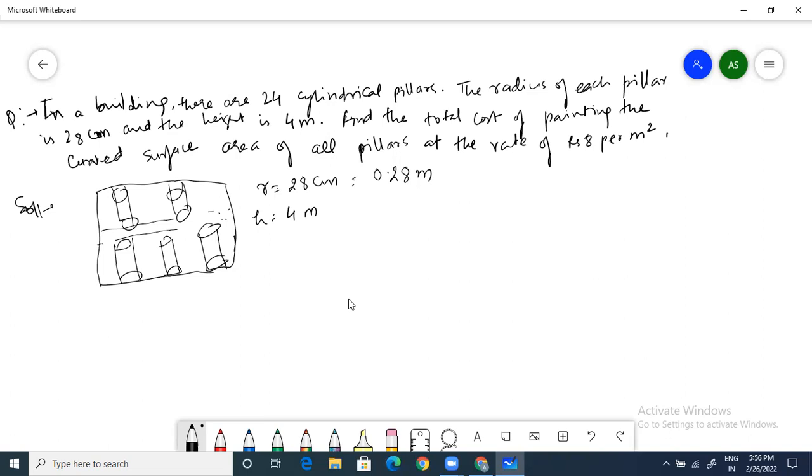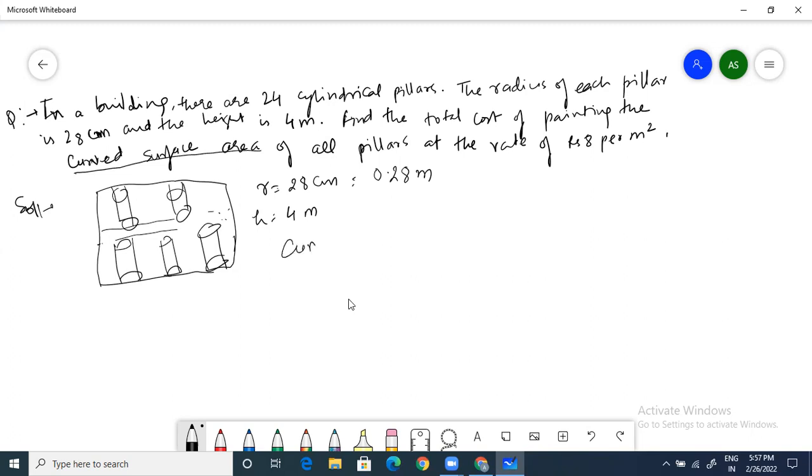Right? Now, the interesting part here, a very important part, is that they're asking about curved surface area. They're not talking about total surface area. Do you understand the difference between curved and total? We talked about it. Total means curved surface area plus the area of those two circular bases also. One is the top, one is on the bottom. Now in this, you just need to calculate curved surface area.